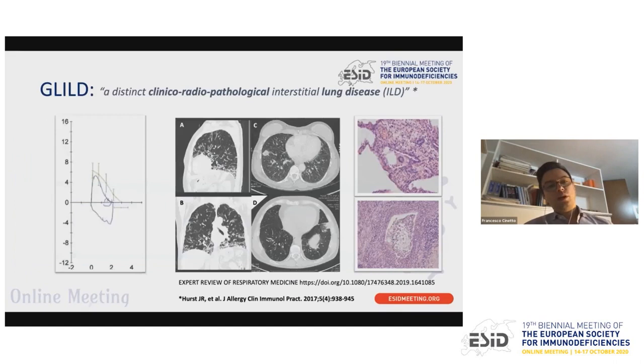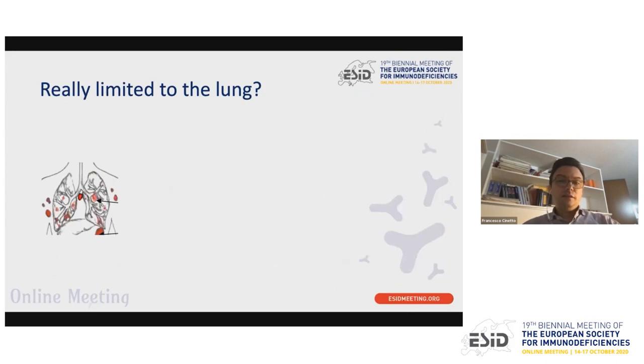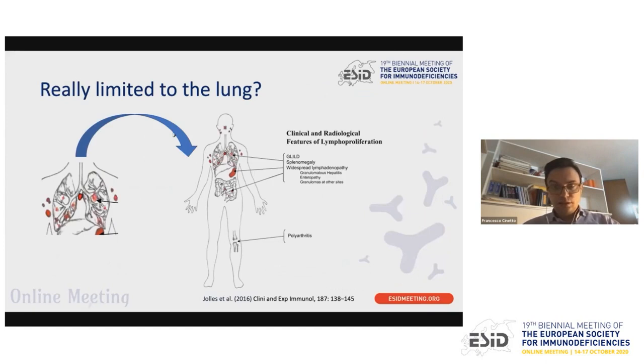And we are going to talk about granulomatous lymphocytic interstitial lung disease, which is actually a distinct clinical, radiological, and pathological ILD occurring in common variable immunodeficiency patients, which is characterized by the double features of granulomatous inflammation and polyclonal lymphoproliferation in all forms of pulmonary lymphoid hyperplasia. This is a disease classified as an interstitial lung disease, but actually it's often part of a systemic disease, possibly involving other organs and tissue.